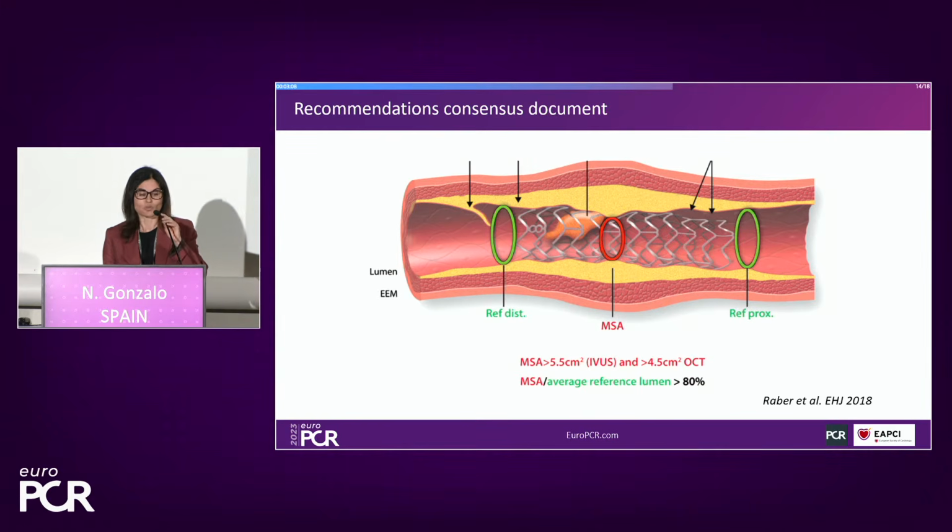And this is the recommendation of the consensus document of EuroPCR. You can see that the idea is that you need to obtain a minimum stent area of more than 5.5 by IVUS, 4.5 by OCT, or at least your MSA should be more than 80% of your average reference lumen.